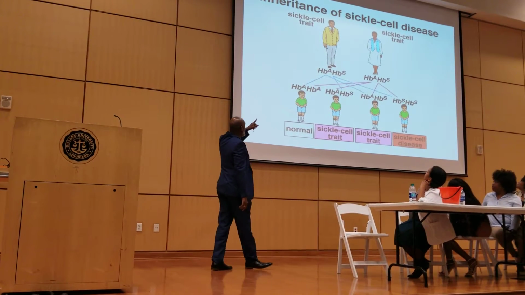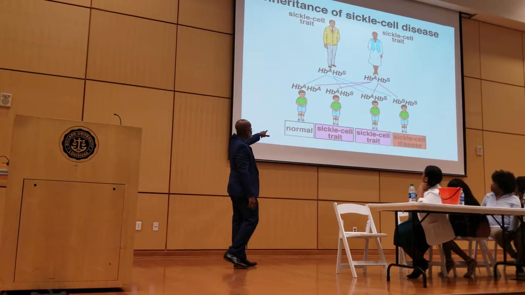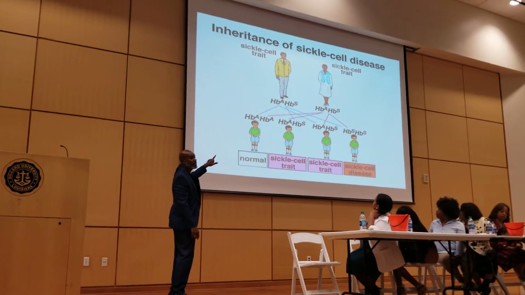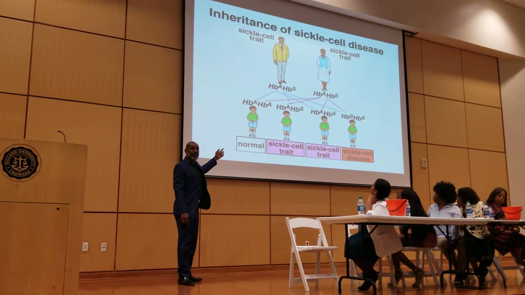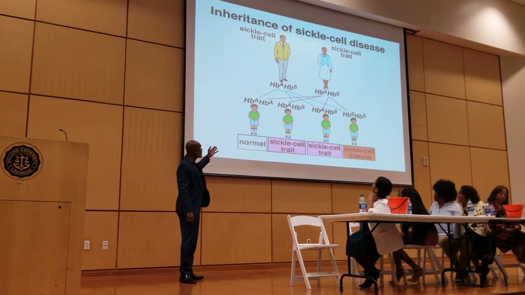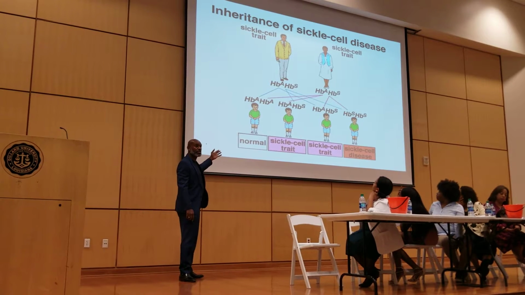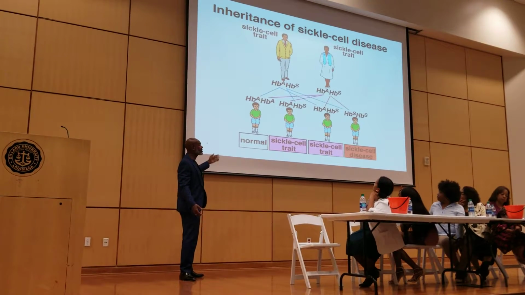So if dad gives his first son the normal allele with the A, and mom gives him also her normal allele, then this child has no chance of ever acquiring sickle cell, and he will not pass it on to his children because he doesn't have the allele to pass.